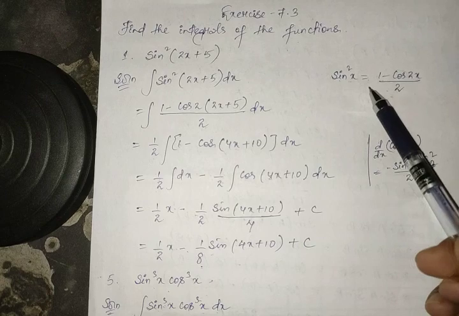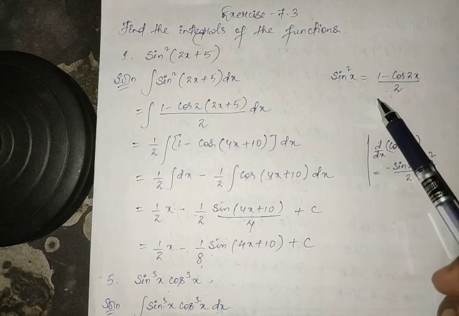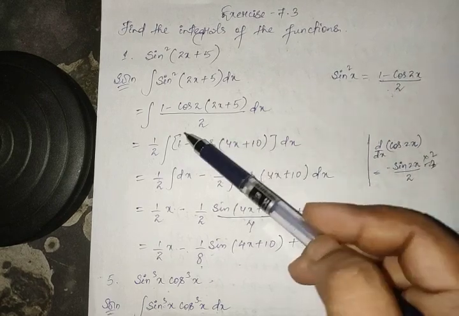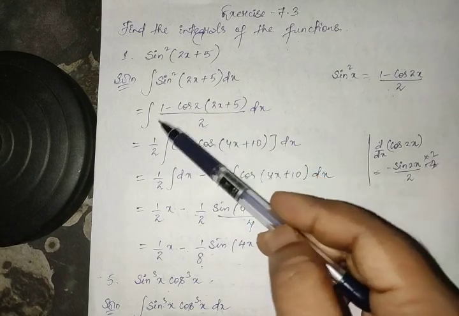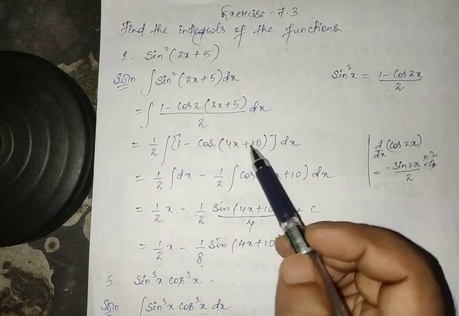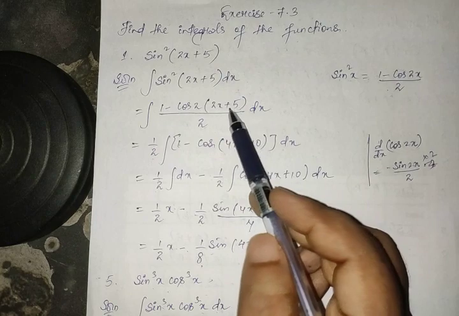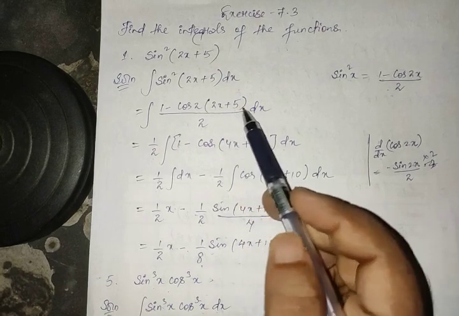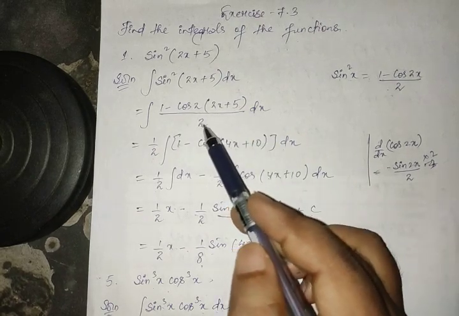Sine square x is equal to (1 minus cos 2x) by 2. So I'll use this formula. In place of sine square x we'll write (1 minus cos 2x) by 2. And here our x is 2x plus 5, right? So in place of x you write (2x plus 5) divided by 2.